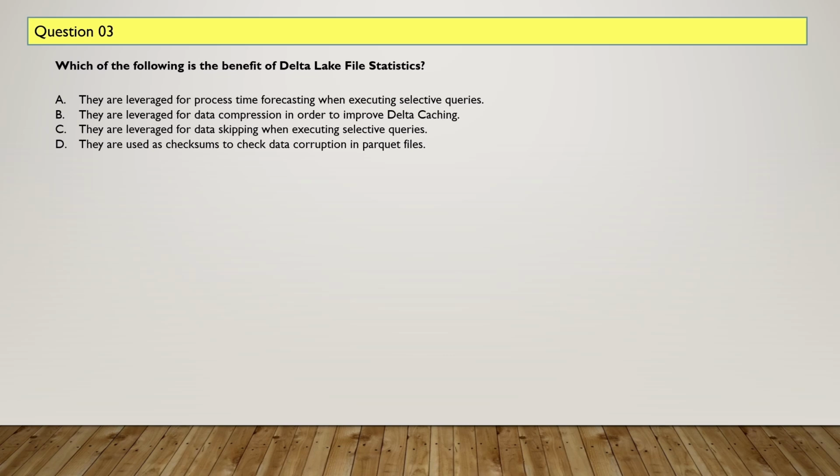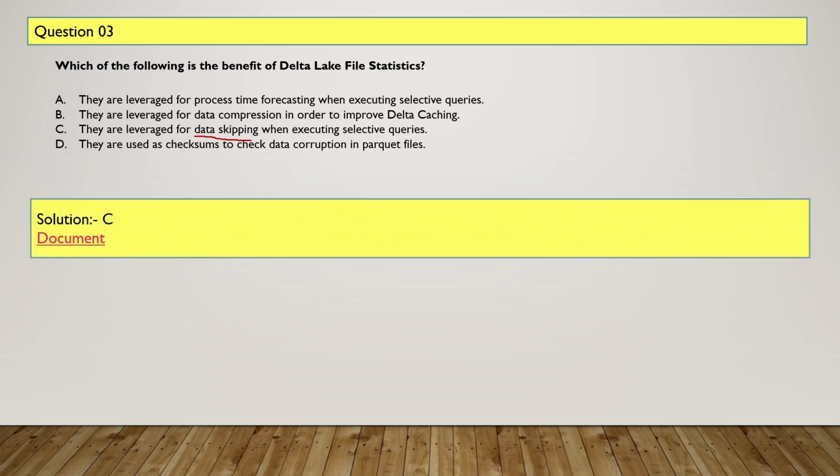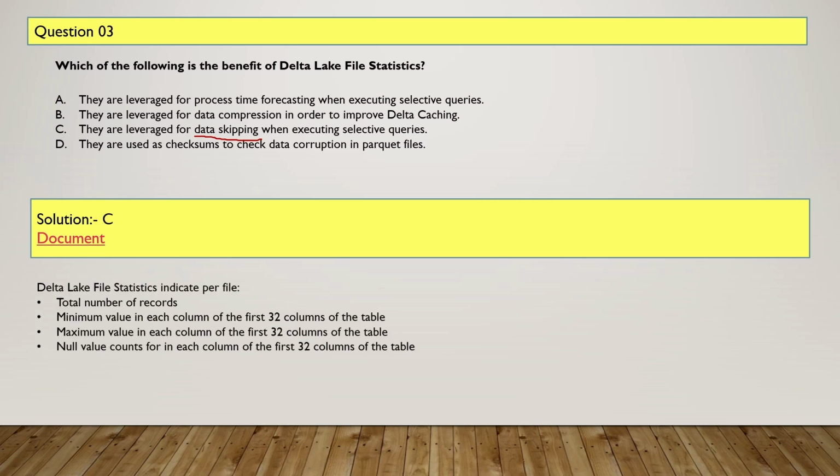Let's understand the benefit of Delta Lake file statistics. Delta Lake file statistics capture information about the tables and store it in the transaction log. Data skipping is used here. In the file statistics, we get the total number of records, and the minimum value, maximum value and null count for the first 32 columns. If we want to count the number of rows in the table, it won't actually go to the table and count the rows. It will check the statistics file, and if the value is present there, it will fetch the data from the statistics files only. That is the benefit of Delta Lake file statistics.